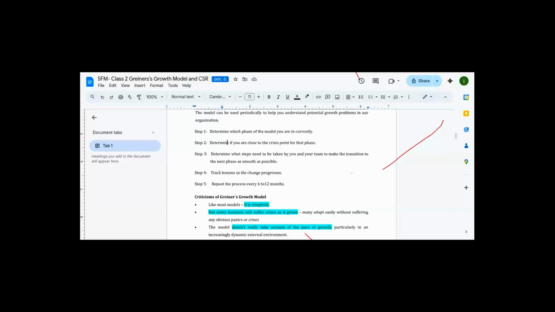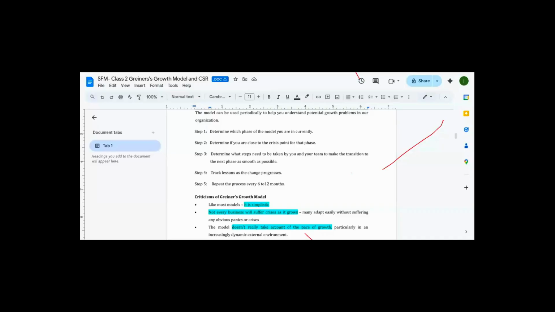Step 3, we have to determine what step needs to be taken. What step needs to be taken by you? That 'you' there is referring to the entrepreneur, the manager or the director. What step needs to be taken by the entrepreneur and your team? That team means the employees. To do what? To make the transition. What are the tactics we can use? What are the strategies that we can put in place to ensure that we move from stage 2 to stage 3? All because our company is bound to succeed.